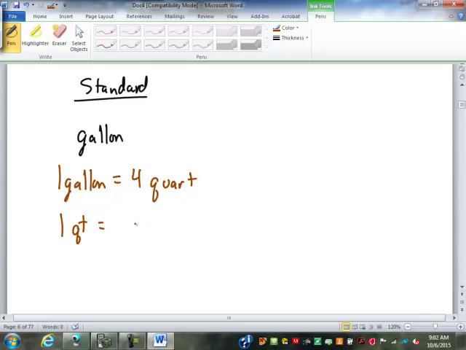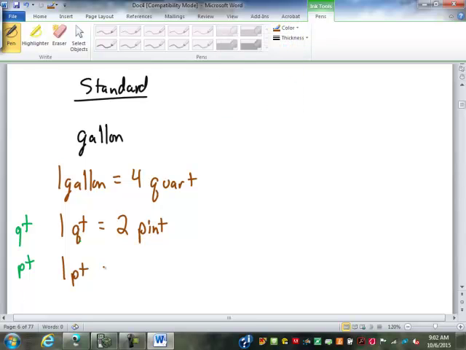Smaller than a quart, we have a pint. How many pints in a quart? 2 pints in a quart. Now I should note here on a side note, quart is abbreviated QT, pint is PT, depending on your type font. They can be kind of similar, so be careful.